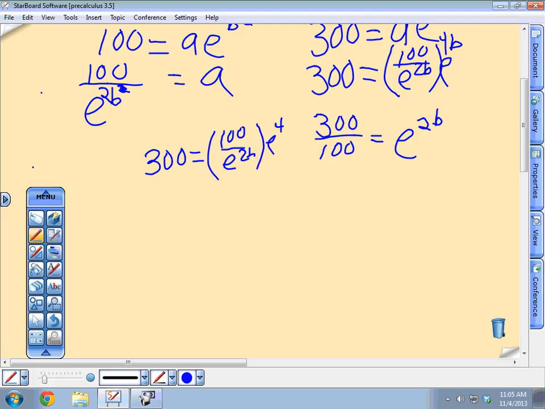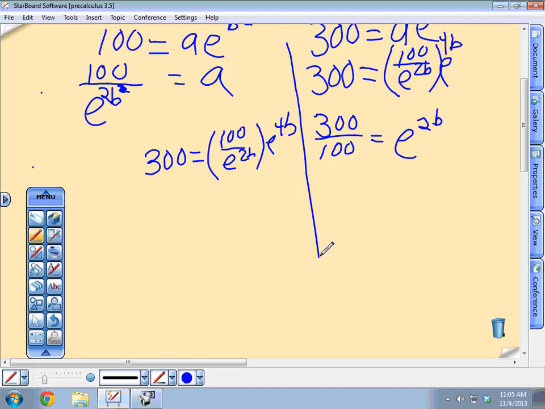I hate when I use the same color because they start to run into each other, and I can't see it well. Where did the e to the 4b go? Where did it go? It disappeared. Bye-bye, it's gone.